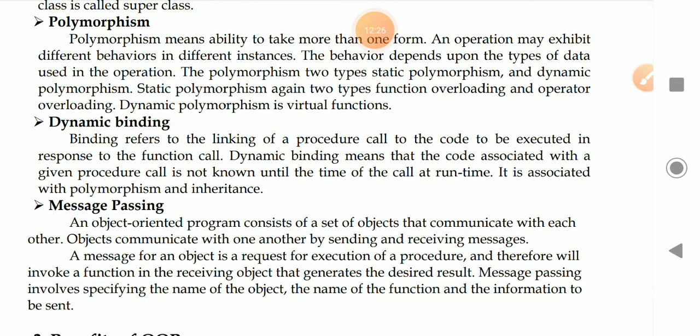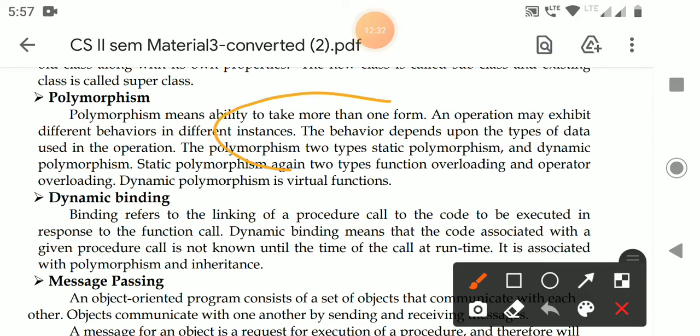Polymorphism means ability to take more than one form. అంటే ఒకే వ్యక్తి రెండు విధాలుగా బిహేవ్ చేయొచ్చు, ఒకే ఫంక్షన్ రెండు విధాలుగా బిహేవ్ చేయొచ్చు, ఒకటే ఆపరేటర్ 2 వేస్గా డివైడ్ చేస్తాడు. How they behave, the behavior is depending on the data we are giving. An operation may exhibit different behavior depending on what we are passing, what data we are passing.